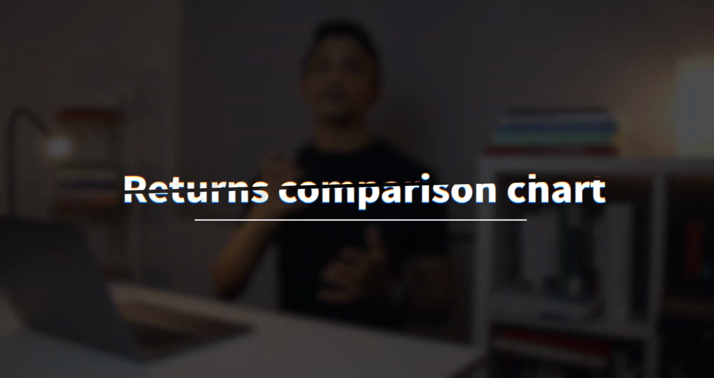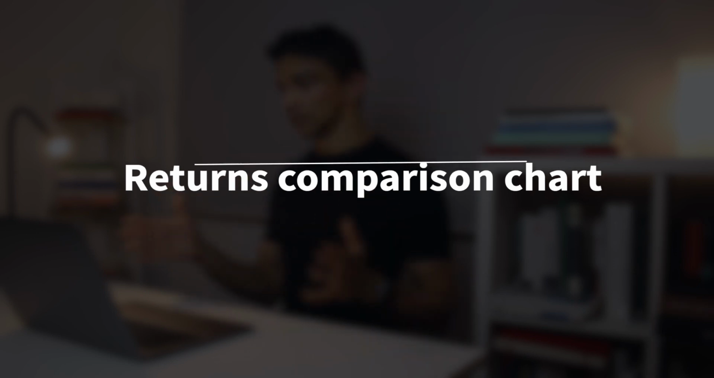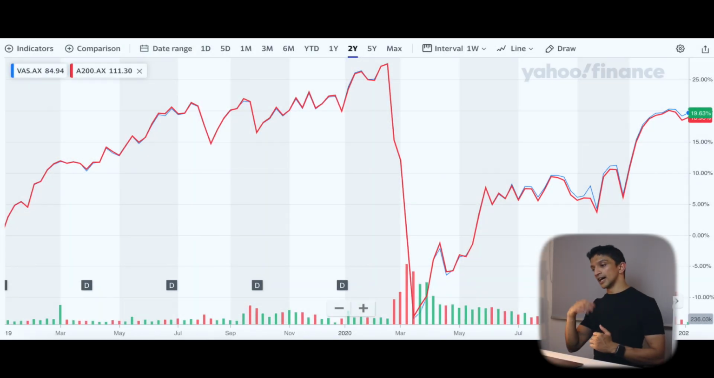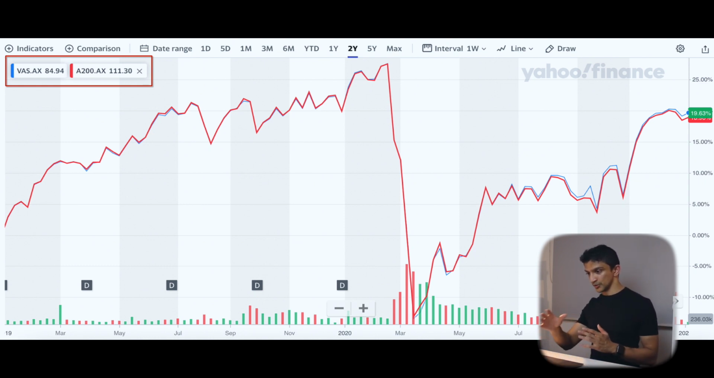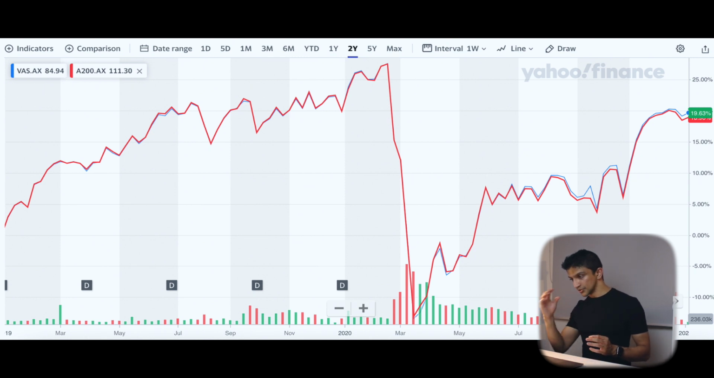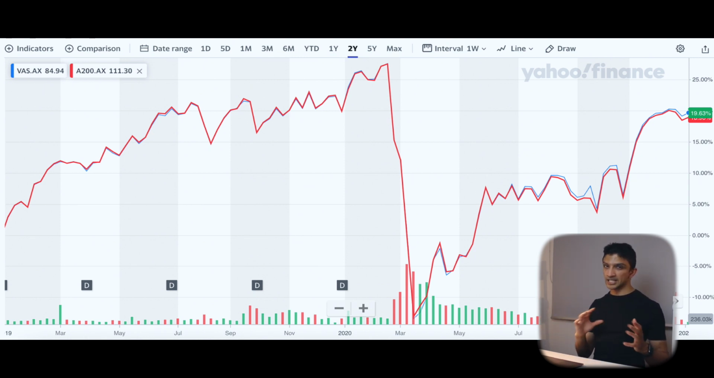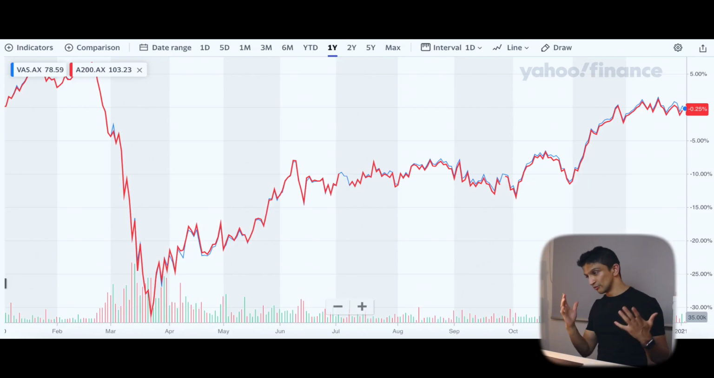Now, when it comes to returns, I've used Yahoo Finance as a quick relative measure. I've thrown in VAS and A200 against a 2-year trend, and you basically can't even tell the difference between the two. You can see right at the end, there was a slight difference between, I think, 19% and maybe 18% returns over that period, but they're pretty much sitting on top of each other. What does that mean? That means the top 200 and the top 300 companies are pretty much doing the same thing in terms of returns. I zoomed in on 1 year, and you can see even during the pandemic, they pretty much fell together and they've risen together. Again, pretty much sitting on top of each other.